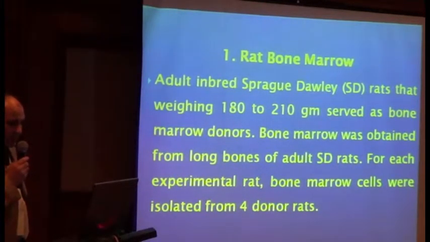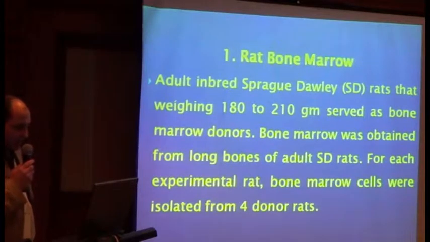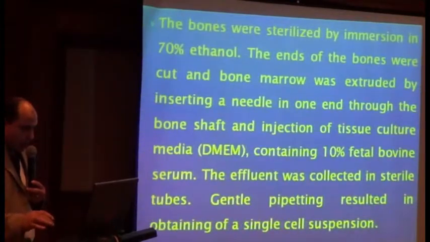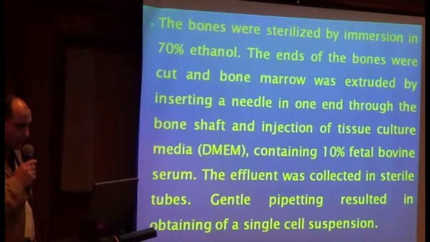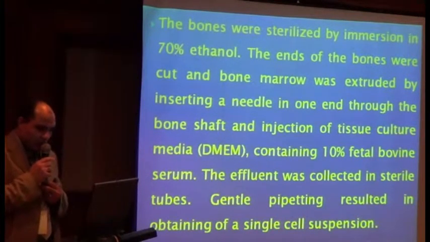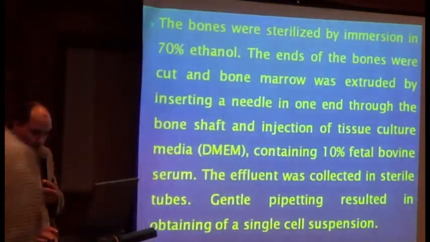Adult Sprague Dawley rats weighing 118 to 218 grams served as bone marrow donors. Bone marrow was obtained from the long bones of adult rats for each experimental rat. Bone marrow cells were isolated from donor rats. The bones were sterilized by immersion in 20% ethanol. The ends of the bones were cut, and the bone marrow was extruded by inserting a one-inch needle through the bone shaft and injecting tissue culture media, DMEM, containing 10% fetal serum. The effluent was collected in a sterile tube. Gentle pipetting resulted in a single cell suspension.